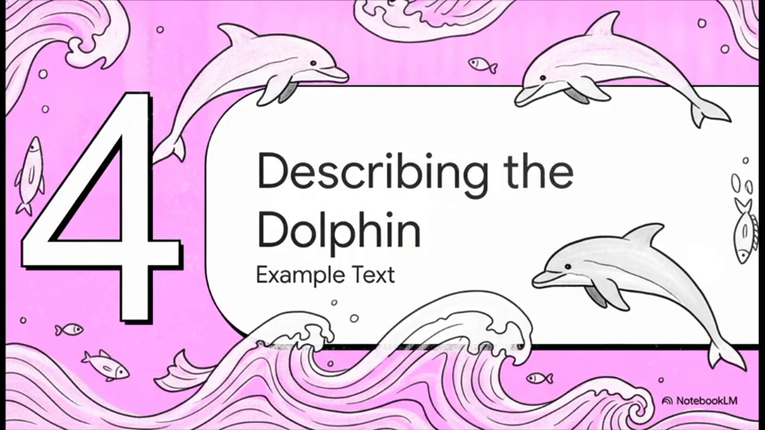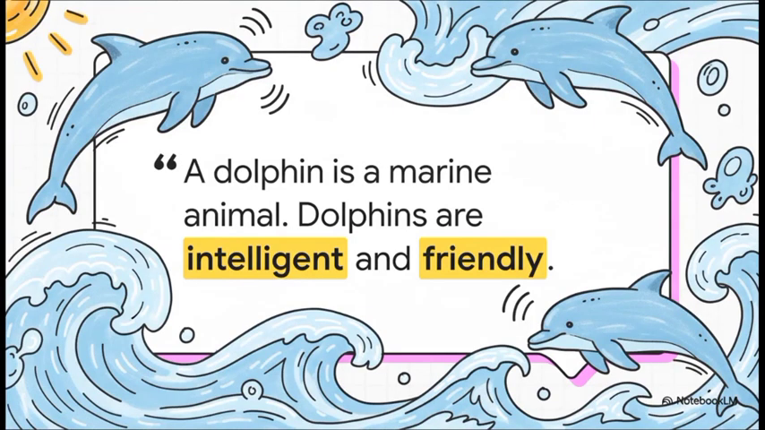Section 4, describing the dolphin. Let's look at an example text to see how all those rules come together in real life. Listen closely to this short paragraph. A dolphin is a marine animal. It lives in the ocean. Dolphins are intelligent and friendly animals. They can swim very fast.